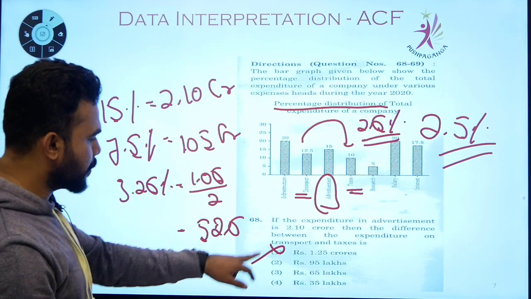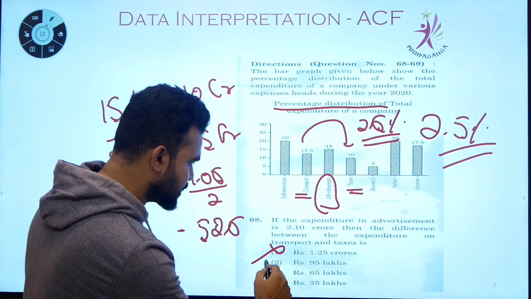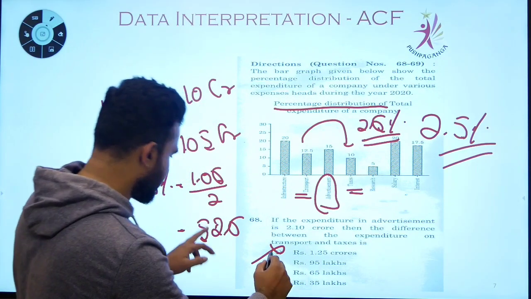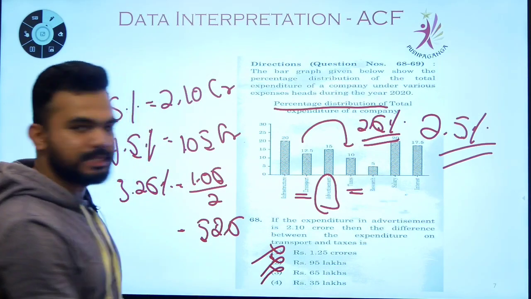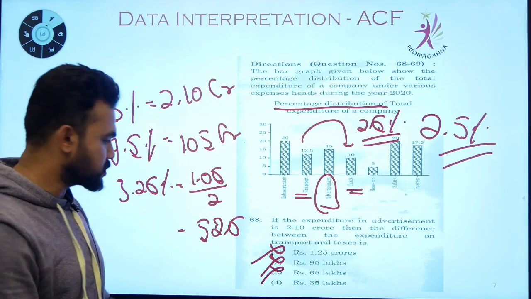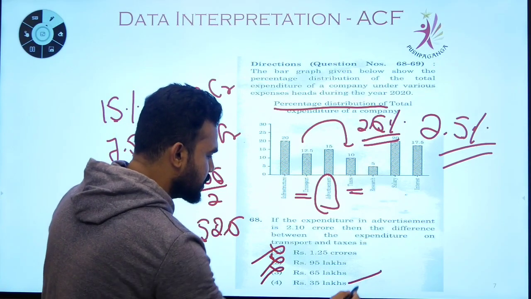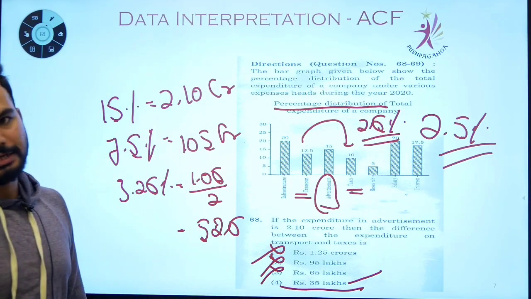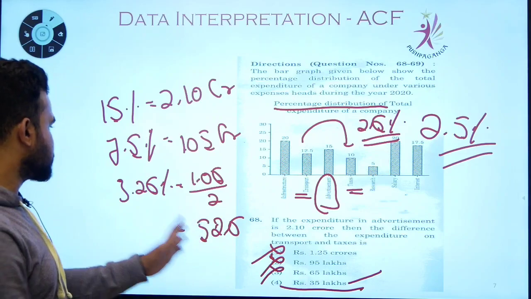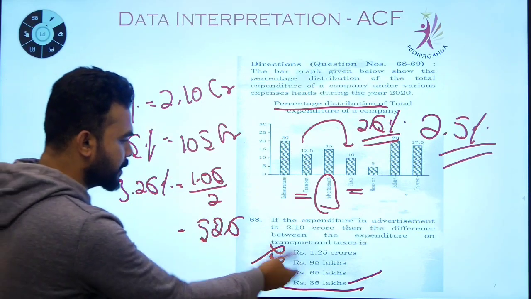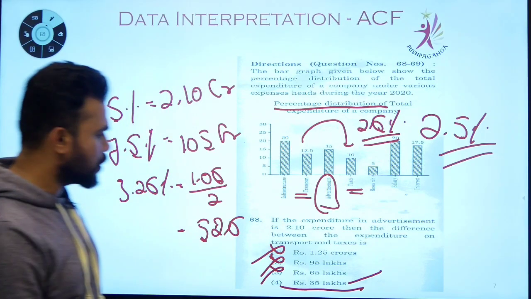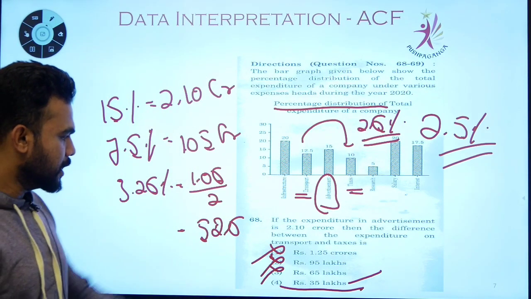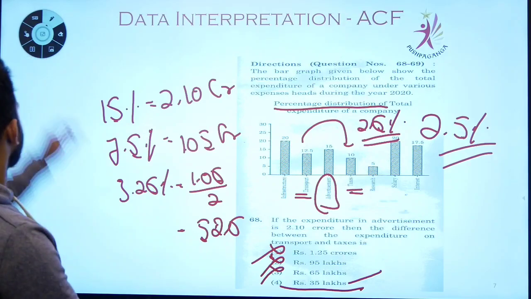So 95 lakhs is greater than 52.5 lakhs. 65 lakhs is also greater than that, and through the elimination process the answer left out is rupees 35 lakhs. So the nearest answer for 2.5 percentage will obviously be 35 lakhs. So the answer for this 68th question, or the fourth question according to us, will be 35 lakhs.